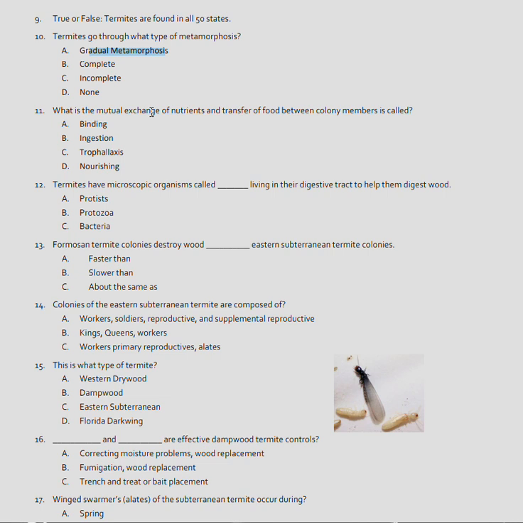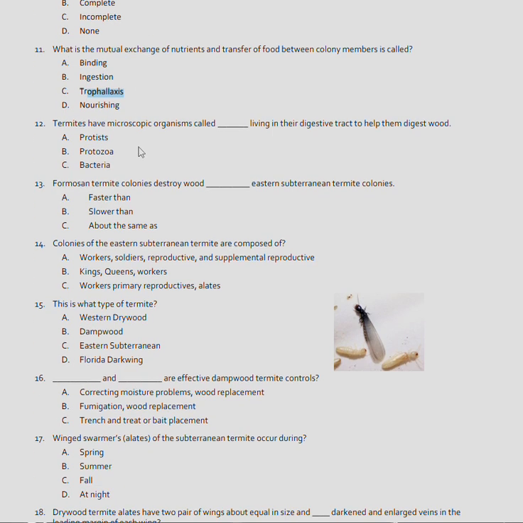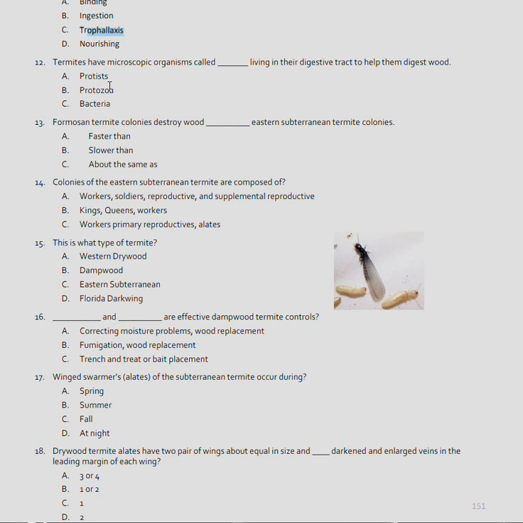What is a mutual exchange of nutrients and transfer of food between colony members called? The answer is trophallaxis. Termites have microscopic organisms called blank living in their digestive tract to help them digest wood. The answer is protozoa.